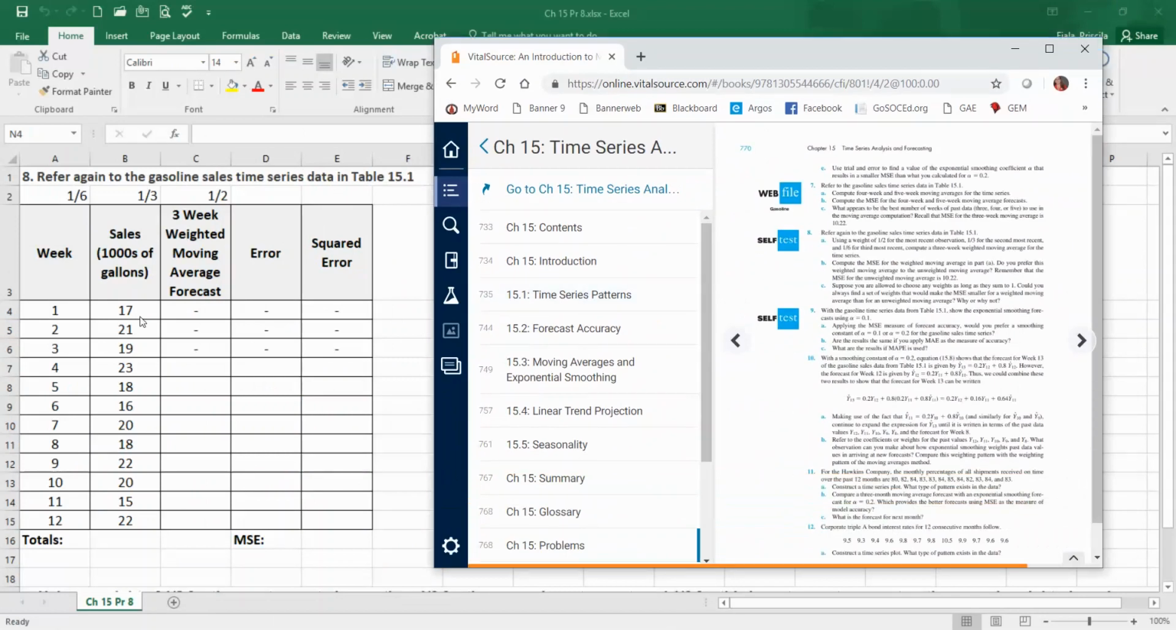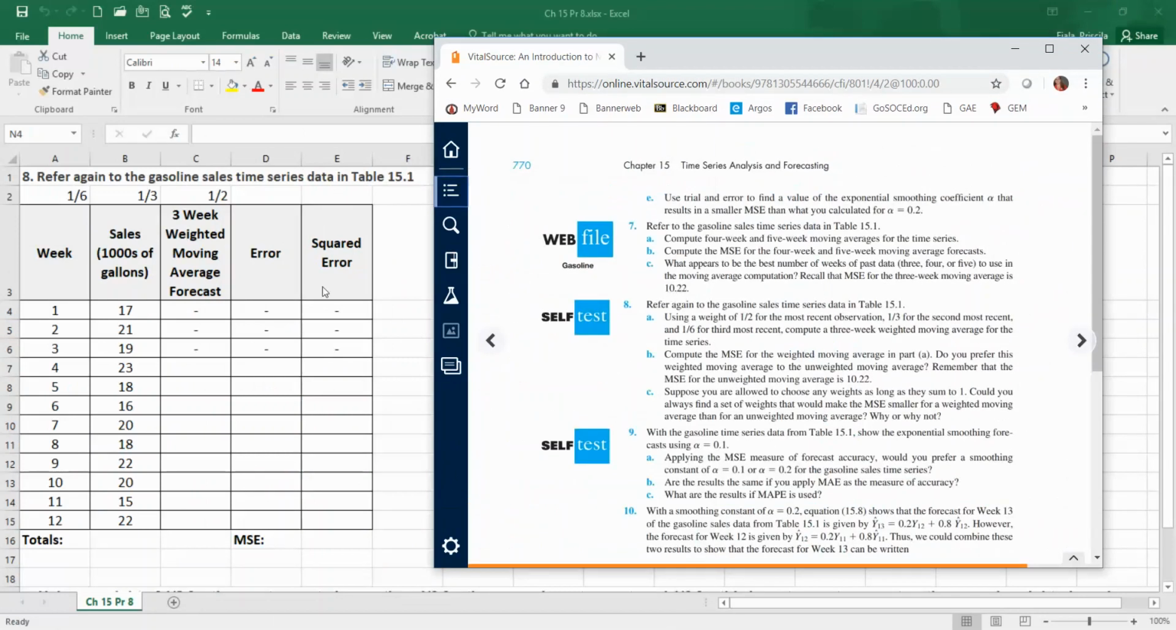So for example, right here, these are called the unweighted ones because they're all 100%. We're using 100% of each value. Right here is telling you to use a weight of 1/2 for the most recent observation. It's telling you to refer again to that gasoline sales time series found on table 15.1, and to use a weight of half for the most recent observation, 1/3 for the second most recent, and 1/6 for the third most recent.